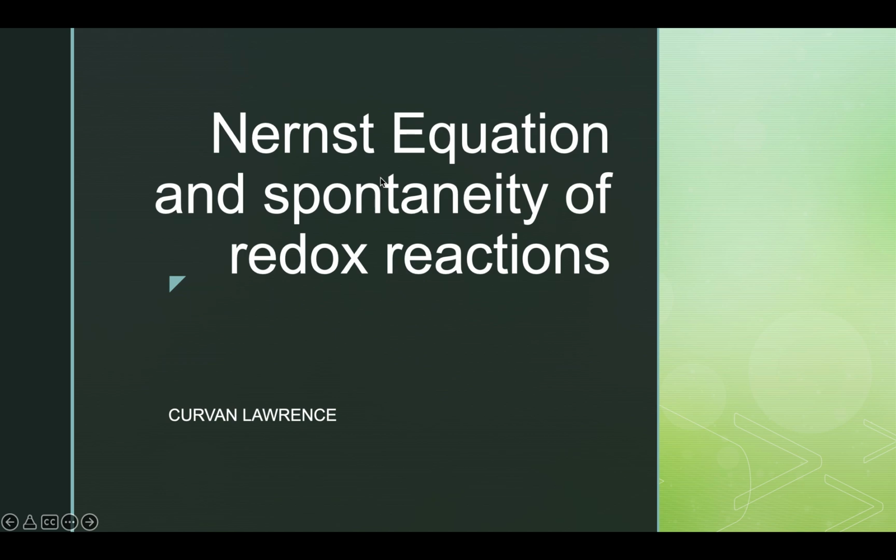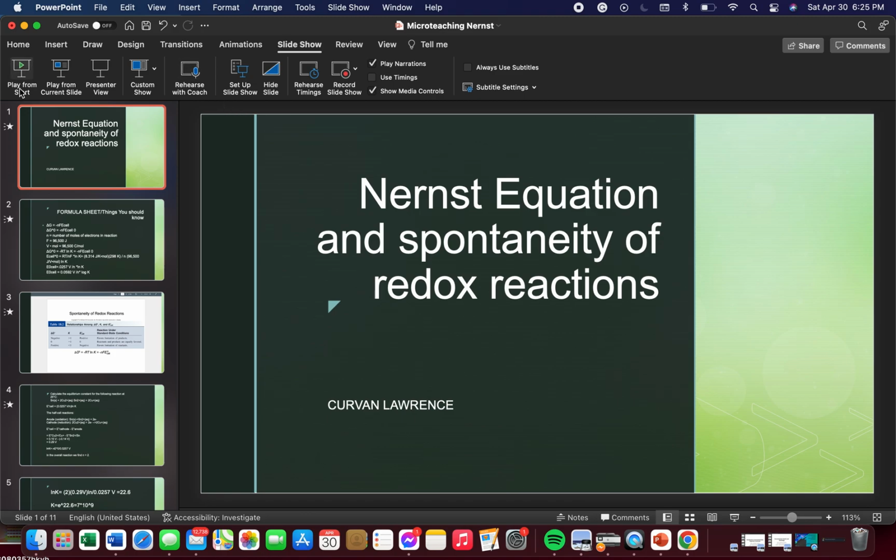My name is Carval Lawrence, and I'll be showing you how to do the Nernst equation and spontaneity of redox reactions.